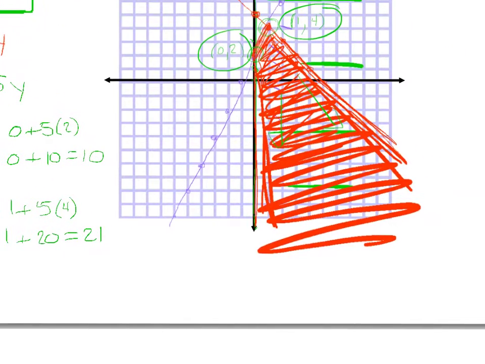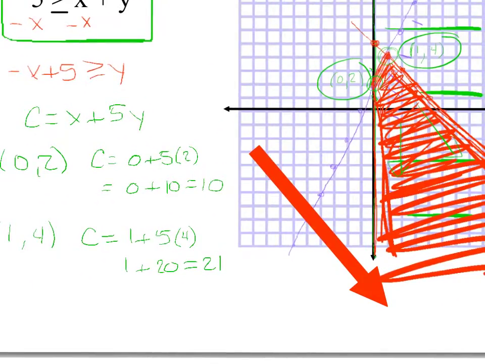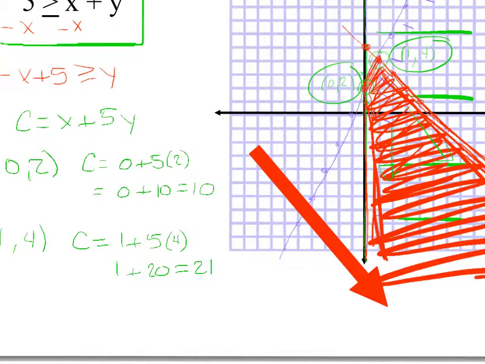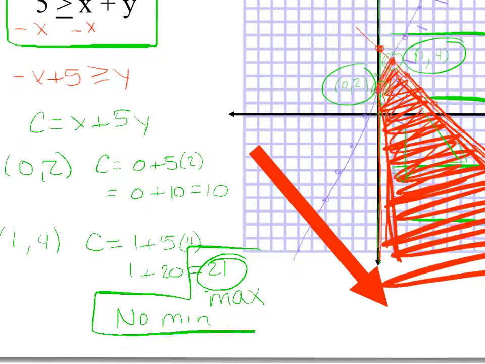But if you remember, this graph goes on forever and ever, right? This keeps on going in this direction, and so I can keep on getting smaller and smaller numbers. So I'm not actually going to have a min on this one. I am only going to have a maximum, because my point 1, 4 is as high as it goes. So 21 is my max, so I'm going to circle it and label it as max. And then I'm going to say that there is no min. And that would be my answer right there.